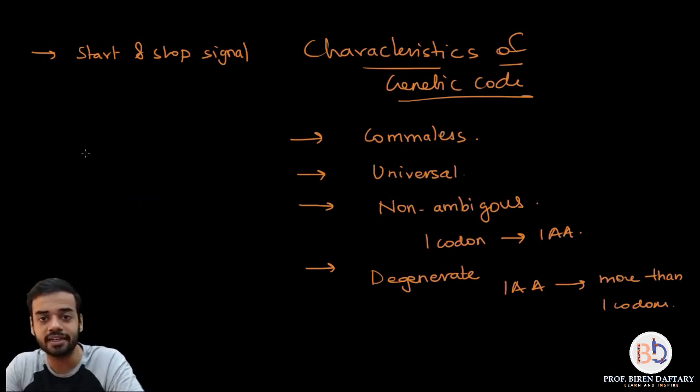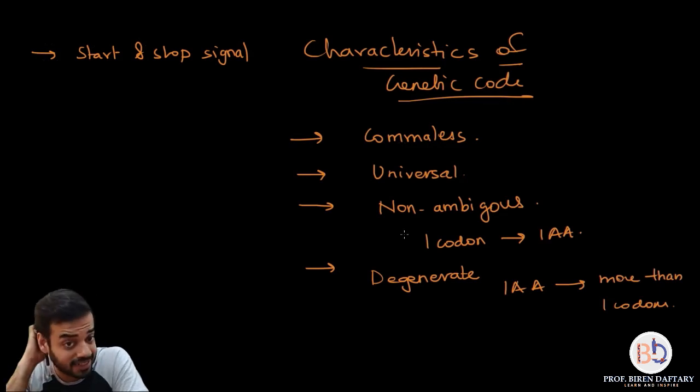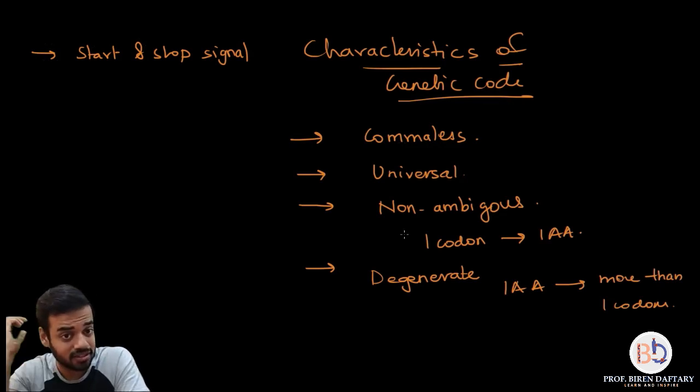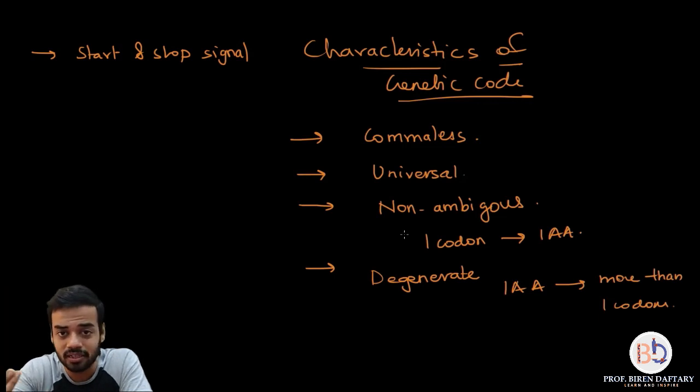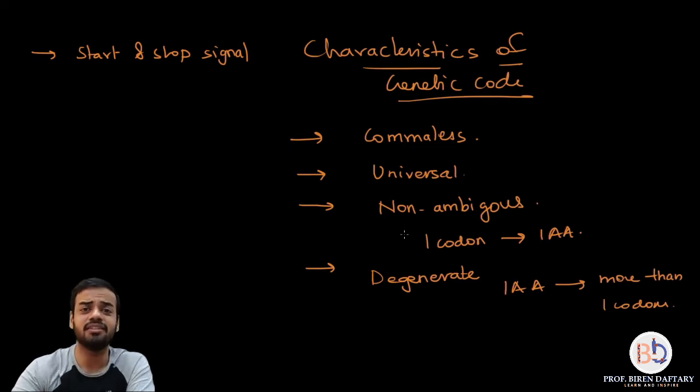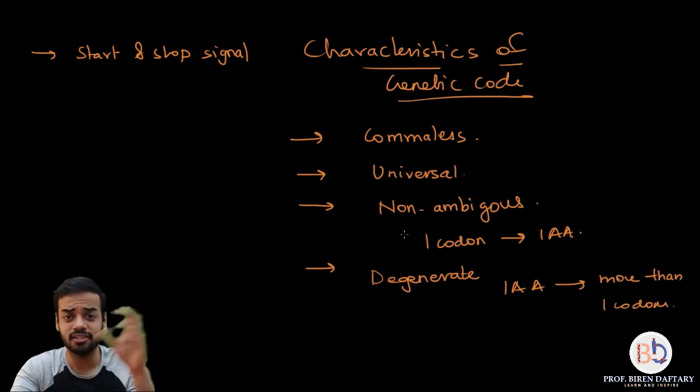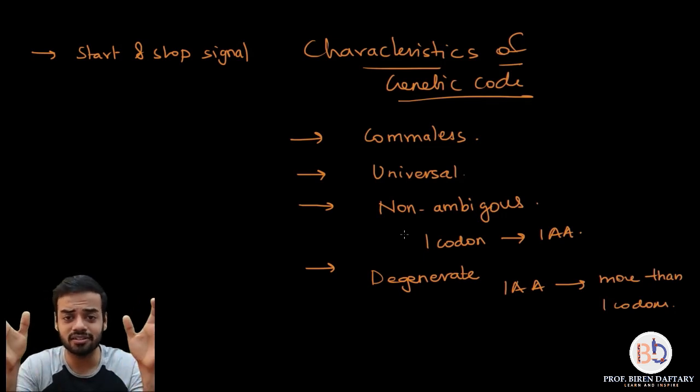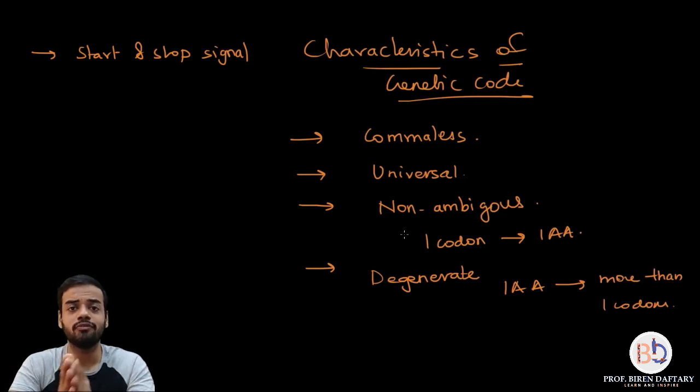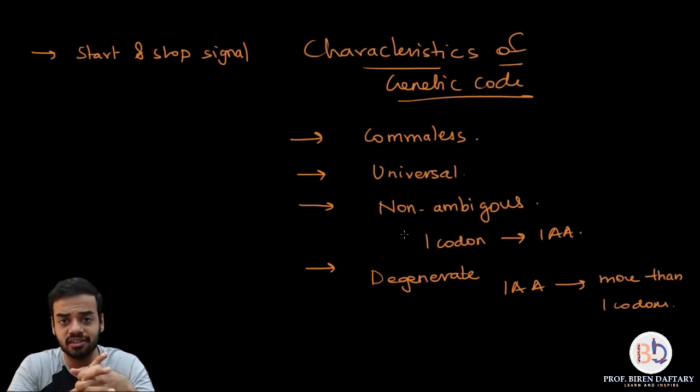Then what other characteristics? These are some of the main characteristics that I remember. Start and stop signal, it is commaless, it is universal, it is non-ambiguous, it is degenerate. There might be 2 or 3 characteristics which I may not be writing over here, but these are the important characteristics. Is this clear? So our revision lecture for today has ended, and in the next revision lecture I'm going to start with translation, and I'm also going to cover the lac operon in that. So that is it for today.